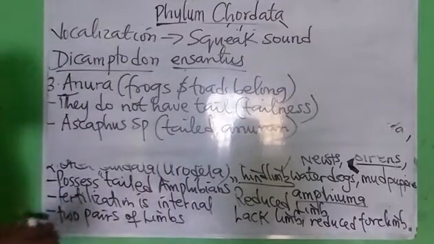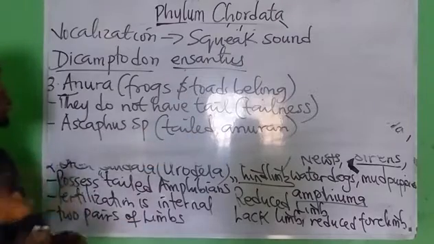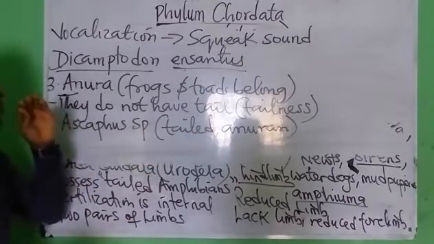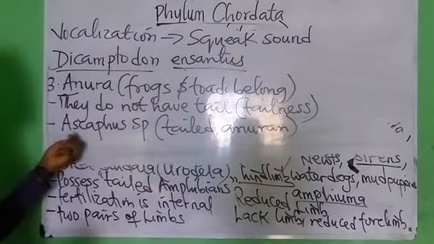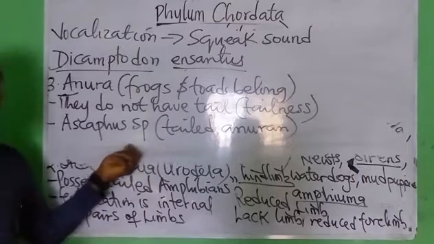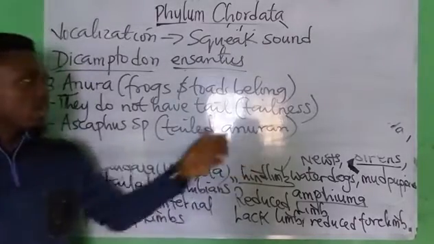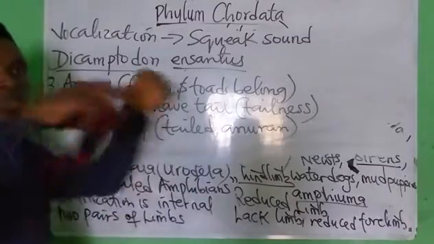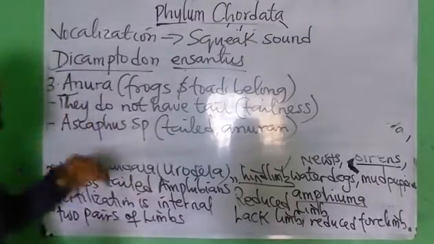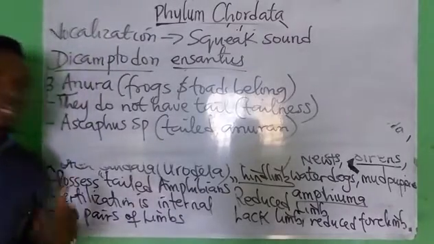On a broad note, anurans such as frogs and toads do not have a tail, right? They are tailless. However, the Ascaphus species has a tail, so you say it is a tailed anuran. And these guys have large forelimbs for leaping and climbing.